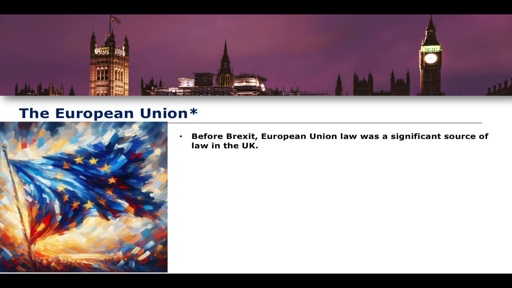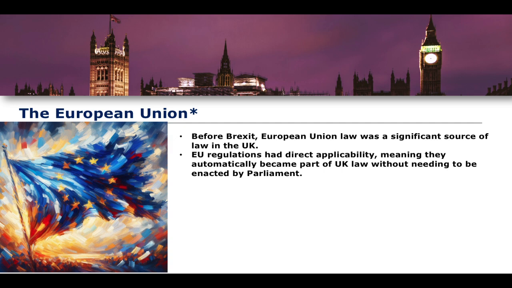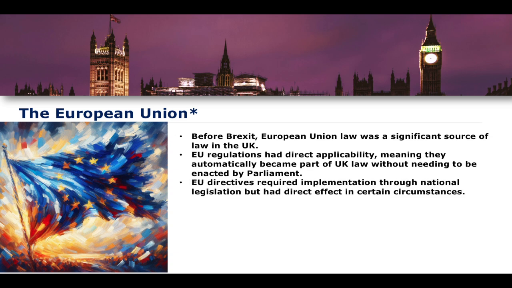So before the Brexit referendum and the shenanigans that brought us out of the European Union, European Union law was a significant source of law in the United Kingdom, as well as in England and Wales specifically. It was applicable to the entire UK because the European Union is made up of member states. The UK, the United Kingdom of Great Britain and Northern Ireland, was a member state, not England and Wales. EU regulations had what was known as direct effect. They were directly applicable, meaning that they automatically became part of UK law without needing to be enacted by Parliament.